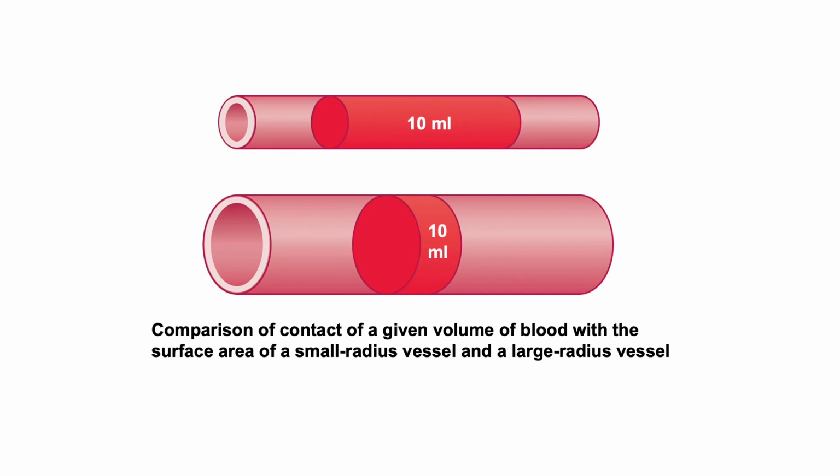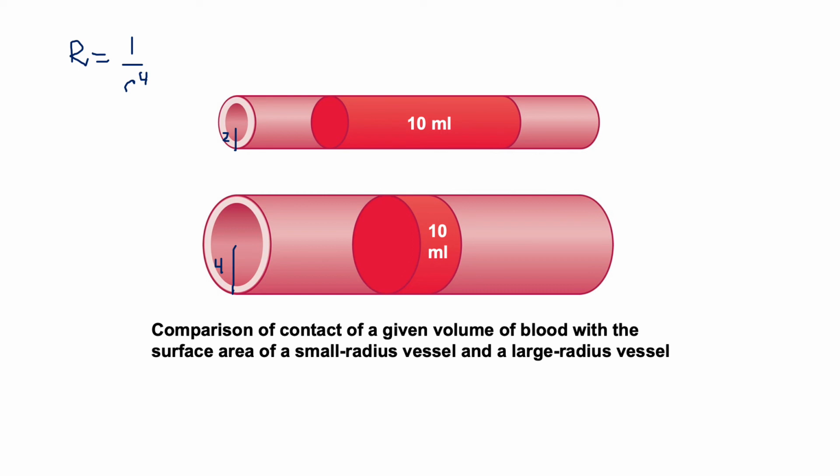Let me try to illustrate that previous point. So here we have two vessels. And we said that resistance is equal to 1 over the radius to the 4th power. All right, so this first vessel, let's say it has a radius of 2. The second vessel, let's say it's twice that, and this has a radius of 4.